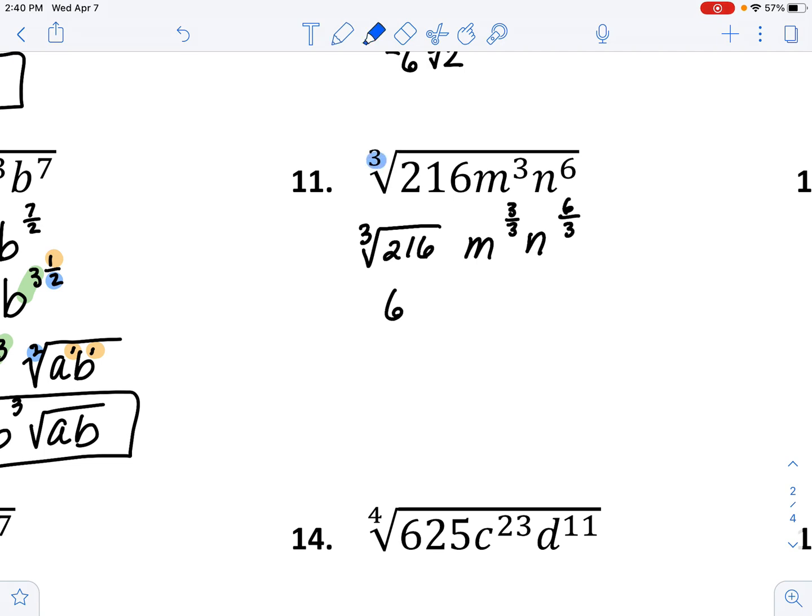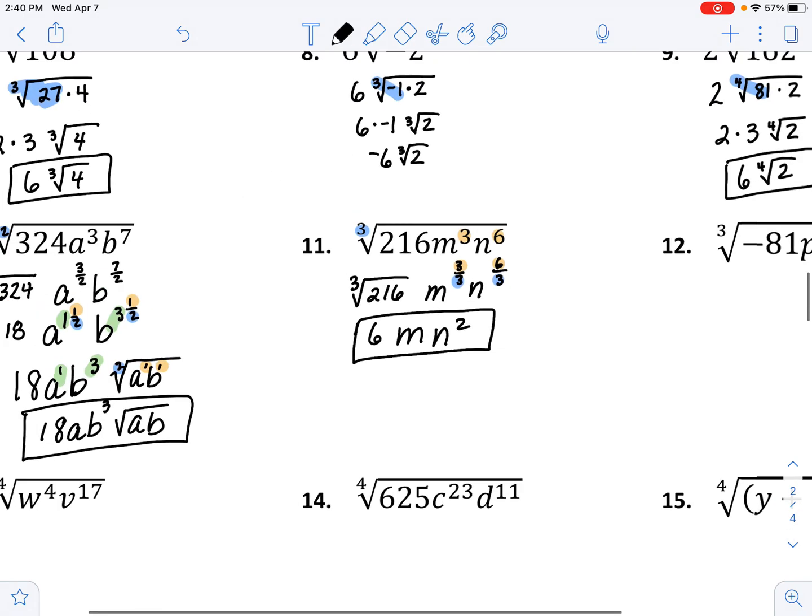Okay, that's just putting the index on the bottom when we make exponent form, and then the exponents of your radicand as the numerators. And then that simplifies to m to the first and n to the second. So that's what I mean when I said they're all perfect cubes. Everything gets out of the radical. There's no radical in our answer.